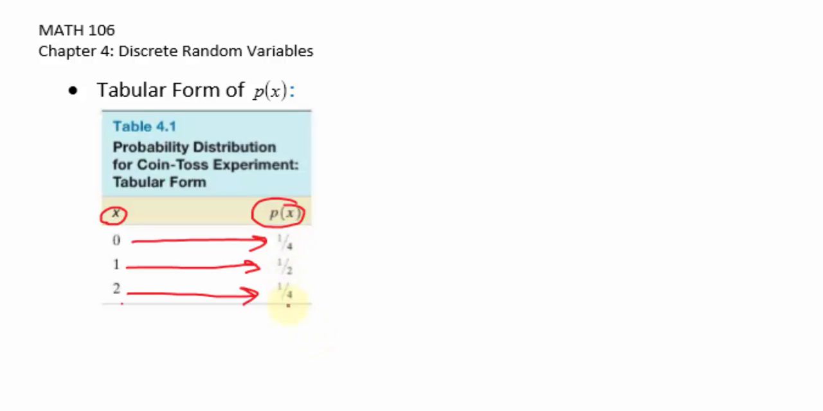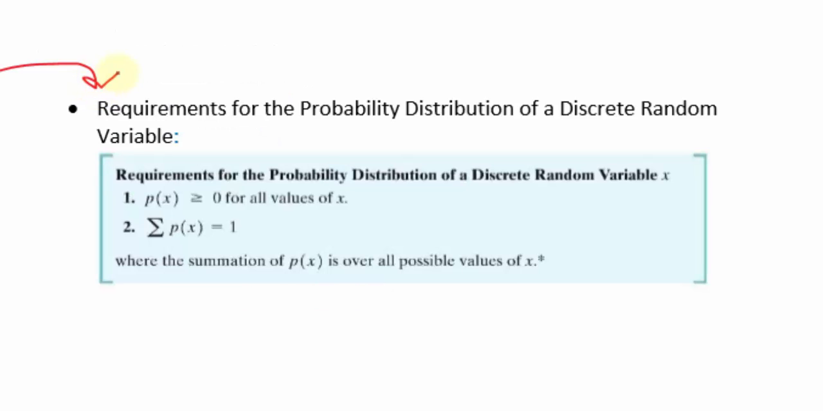Now these probabilities in fractional form could always be translated as decimals. So 1/4 might be shown as 0.25, 1/2 could be 0.5, and 1/4 again would be 0.25 as the decimal form of the probability. We could also talk about the probability distribution using a formula for the probability of x, such as the binomial probability distribution, and we will talk about that formula and use that formula later on in section 4.4.